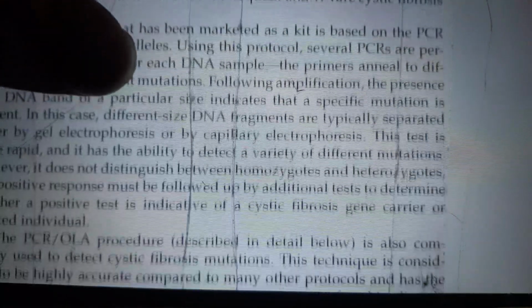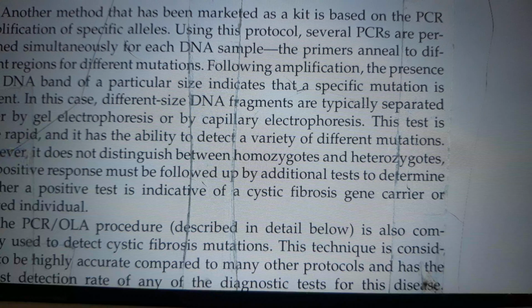Another method that has been marketed as a kit is based on the PCR amplification of specific alleles. Using this protocol, several PCRs are performed simultaneously for each DNA sample. The primers anneal to different regions for different mutations. Following amplification, the presence of a DNA band of a particular size indicates that a specific mutation is present.